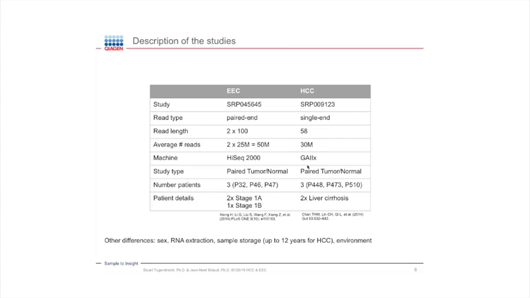So I can't tell if any difference I see is because of the difference in the sequences, or difference in the gender, or difference in how the groups did their RNA extraction, or in how they stored samples, or in the environment in which the patients were living. So there's quite a lot of confounding effects here to disentangle.